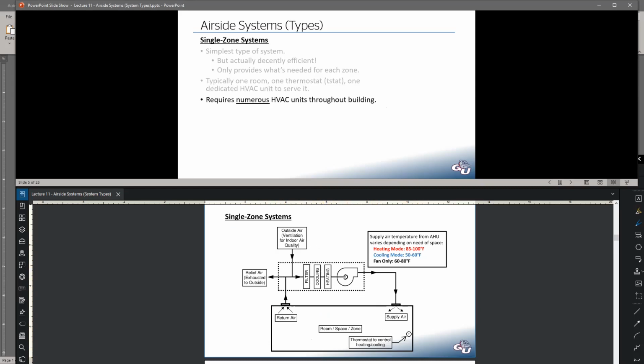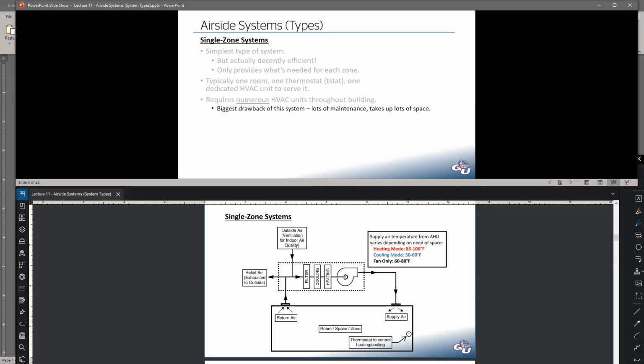This does require, though, numerous HVAC units throughout your entire building, because almost every room would require its own dedicated unit. If they're smaller rooms, you can get away with having one unit serve multiple rooms. But generally, you still need a lot of units to have single zone systems. And that's the biggest drawback.